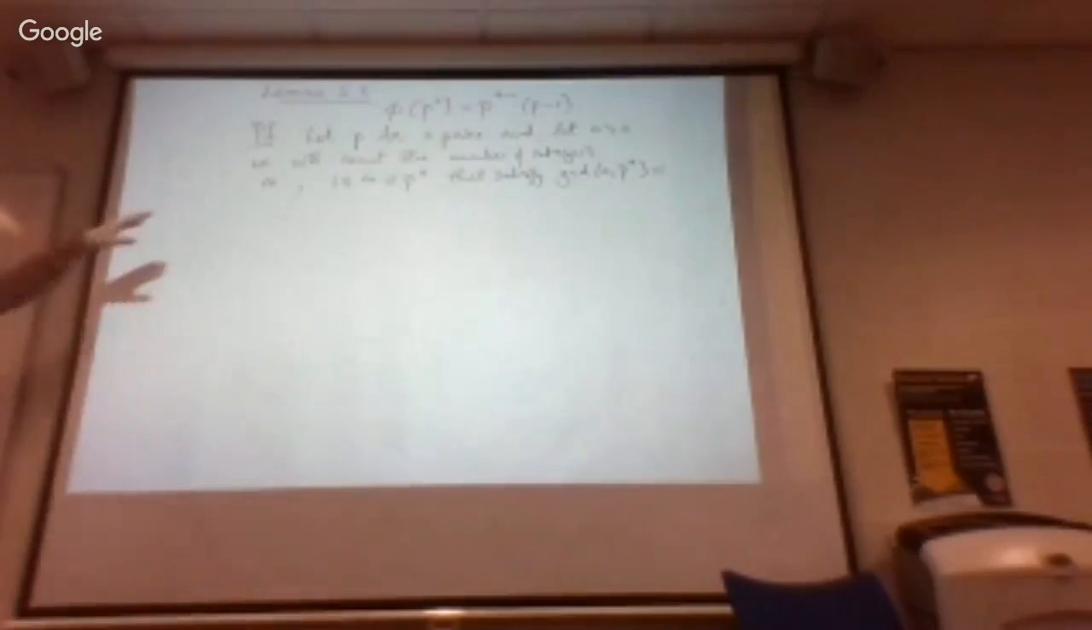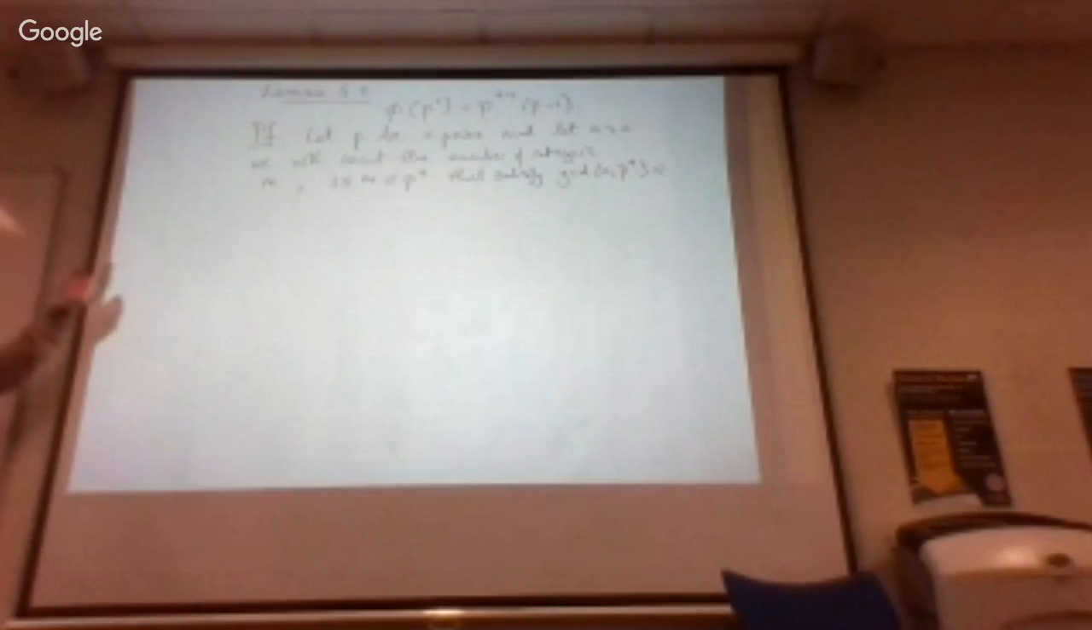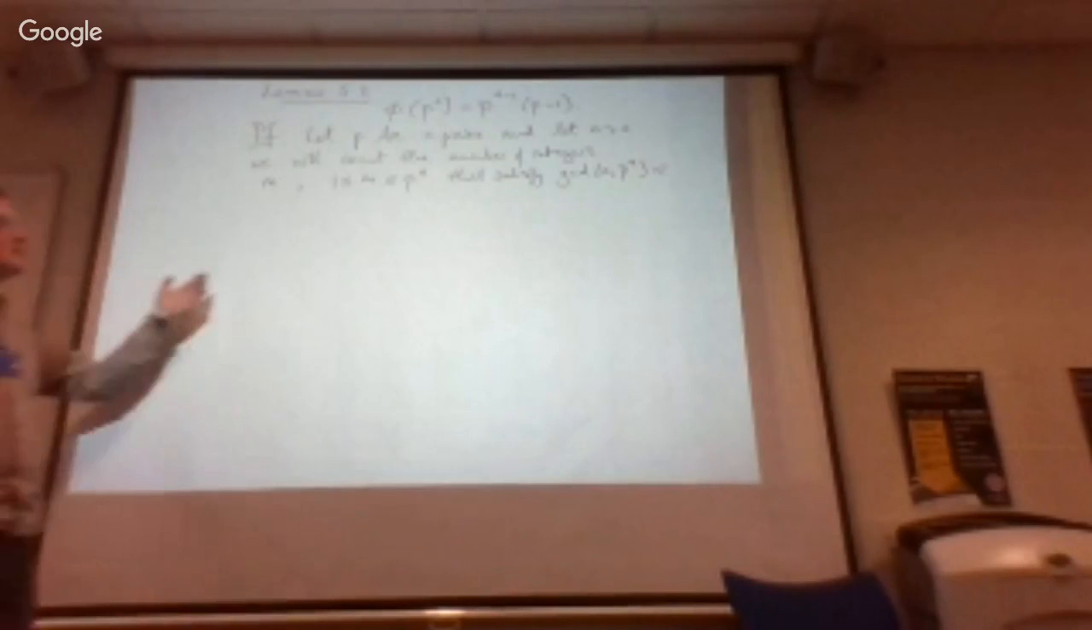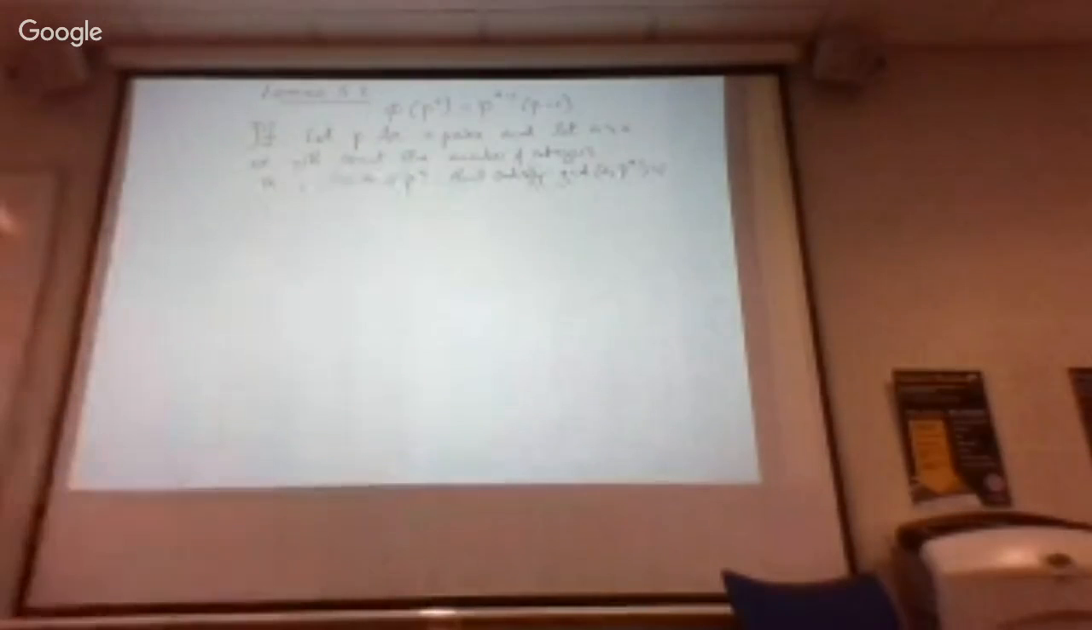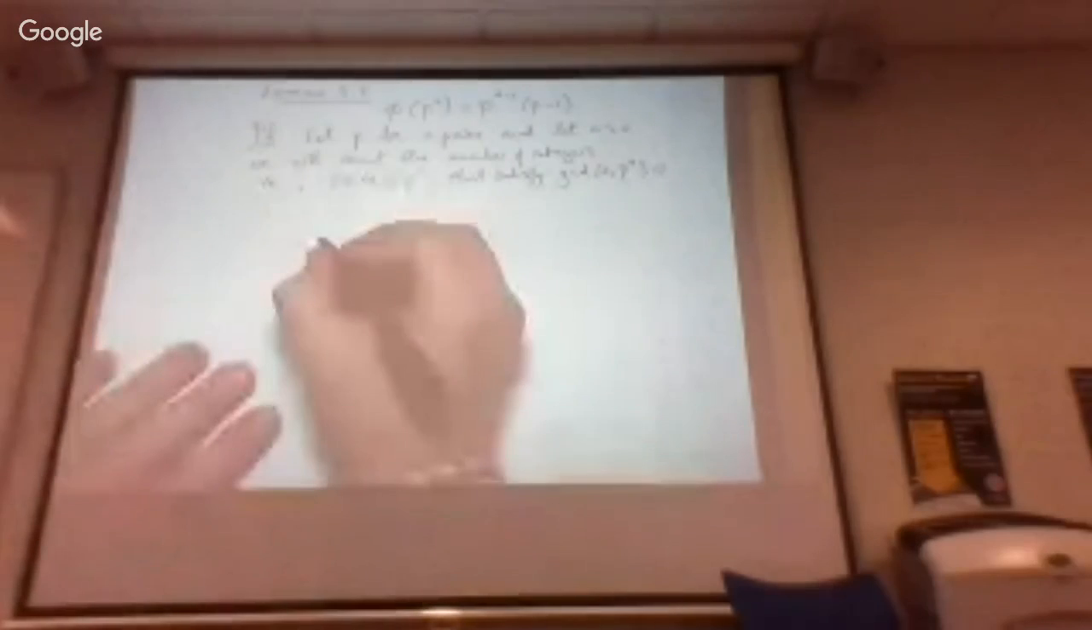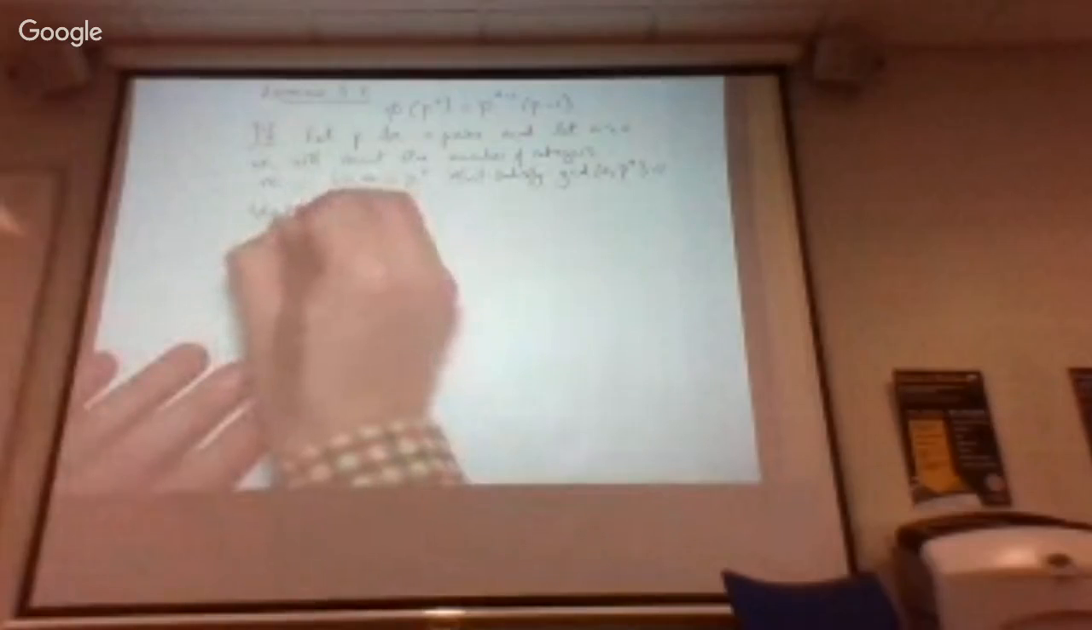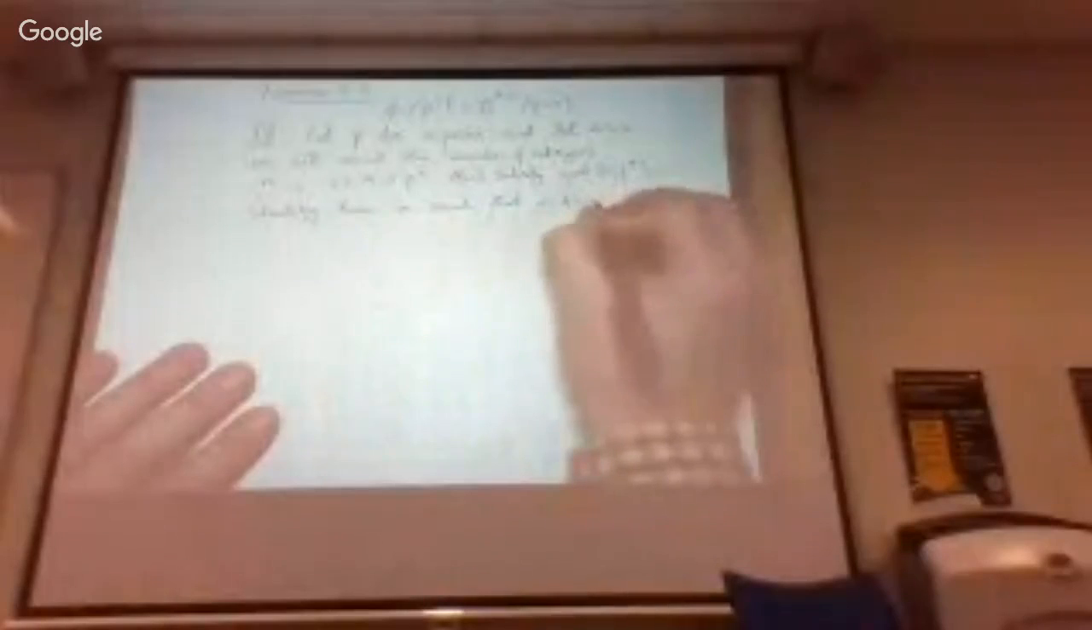So we want to count those numbers between 1 and p to the a that are coprime to p to the a. And we count them by counting the ones that aren't. So we'll identify the ones that are not coprime to p to the a, and then the ones that are left are the ones that are coprime. Okay? So identify those n such that GCD of n and p to the a is greater than 1.